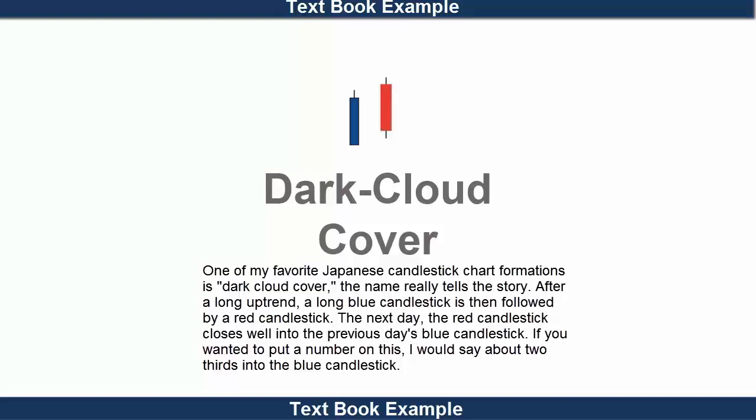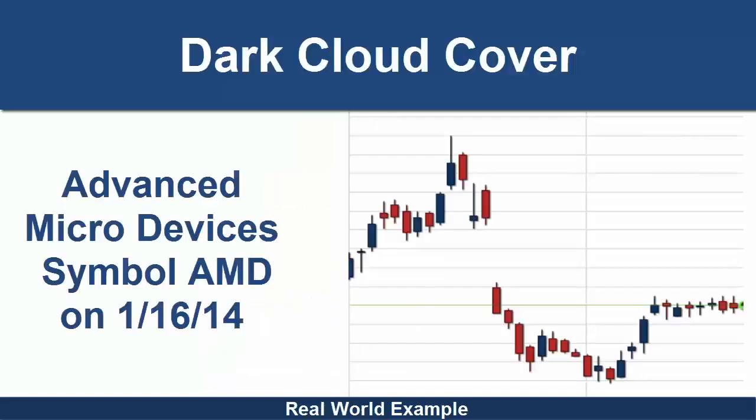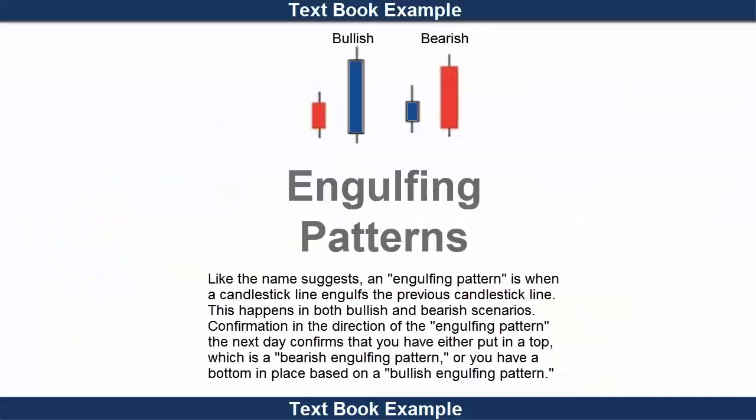One of my favorite Japanese candlestick chart formations is dark cloud cover. The name really tells you the story. After a long uptrend, a long blue candlestick is then followed by a red candlestick. The next day, the red candlestick closes well into the previous day's blue candlestick. If you wanted to put a number on this, I would say about 2/3 into the blue candlestick. Here's a great example of a dark cloud cover and why it's one of my favorite setups. Can you spot it? That's right. Congratulations, you found it.